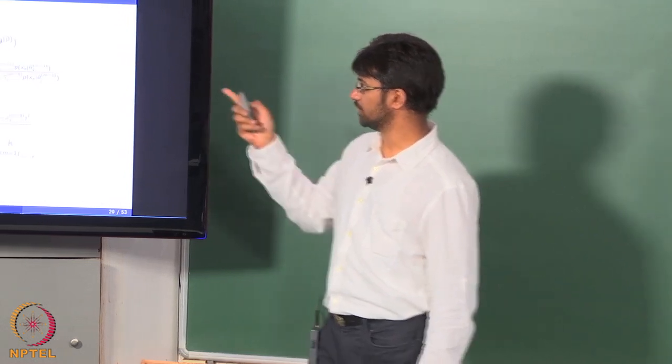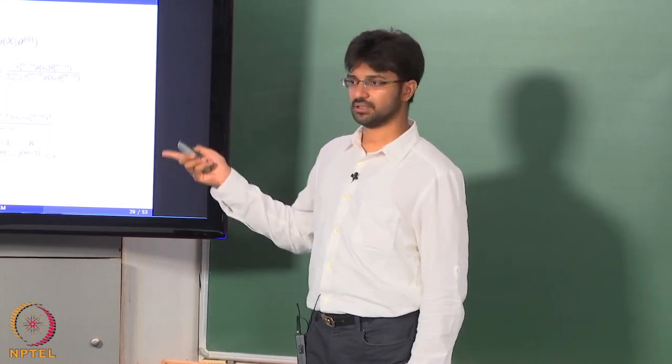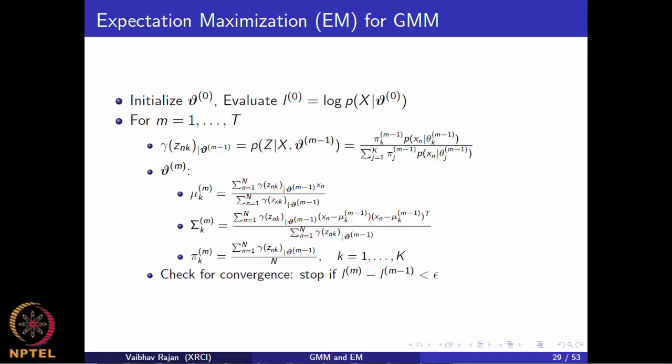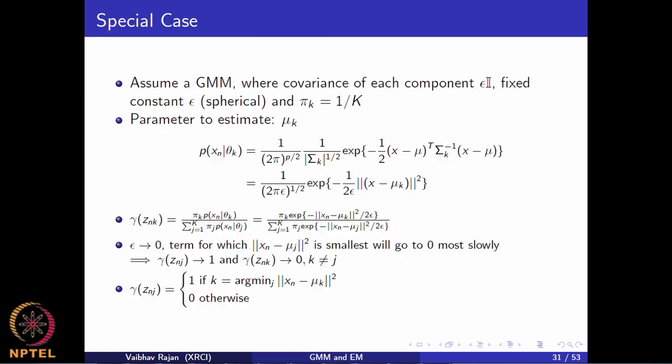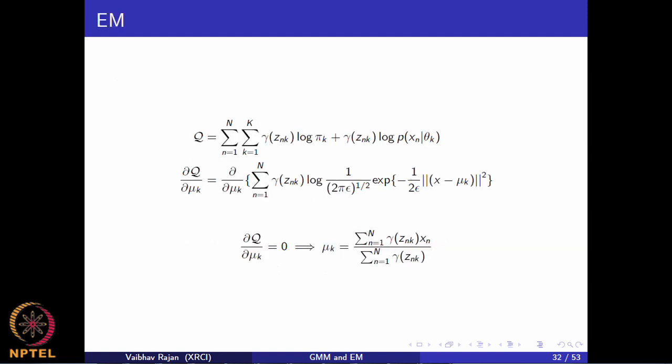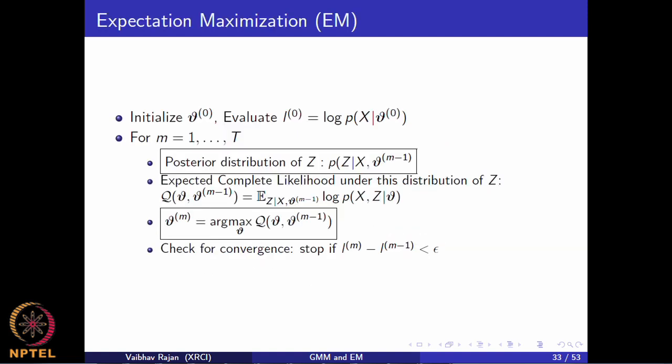So, this is the complete EM algorithm for estimating the parameters of a Gaussian mixture, and we also saw that if we assume that the only parameter to be determined is mu k, which means we assume that all the Gaussians are spherical with known covariance matrices and pi k is set to 1 over k, then essentially what we get back is the k means algorithm.